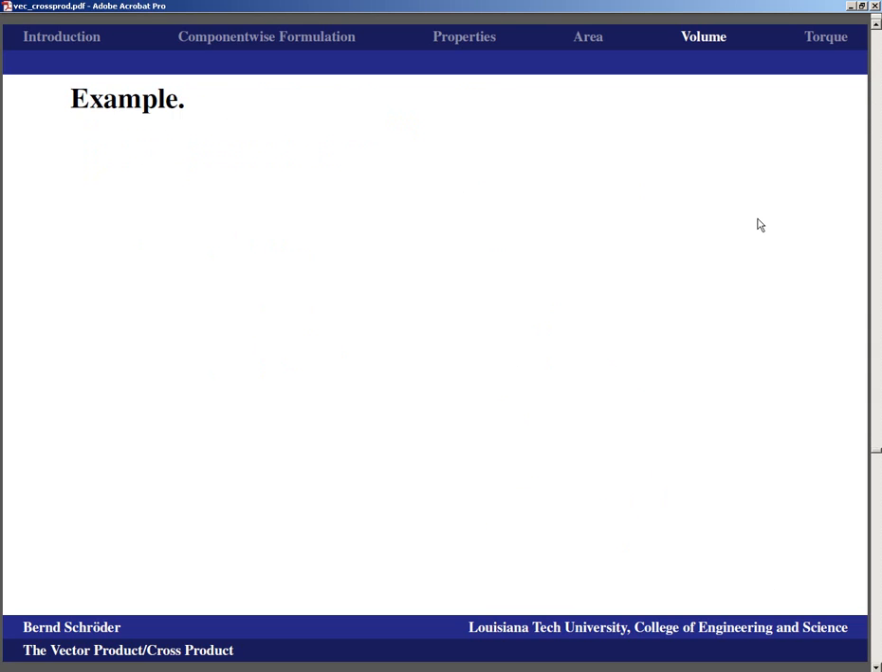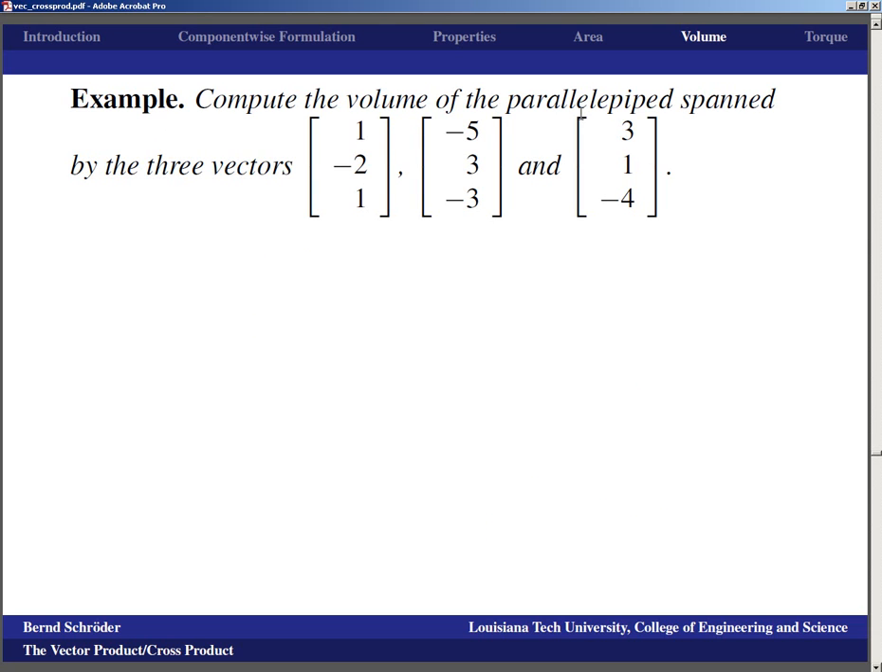Okay, so as an example, compute the volume of the parallelepiped spanned by the three vectors (1, -2, 1), (5, 3, -3), and (3, 1, -4). Now here we have to be careful. Remember, the first one we had to form differences and things like that because we were given points. That's what we did when we computed the area of that parallelogram.